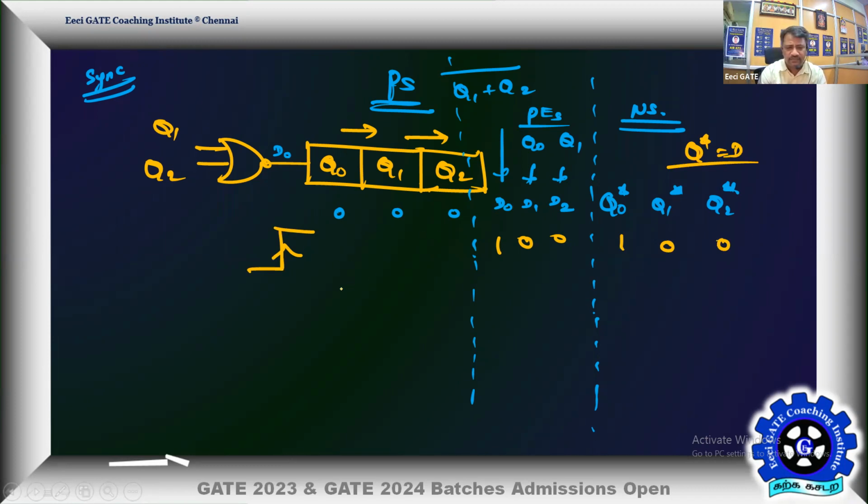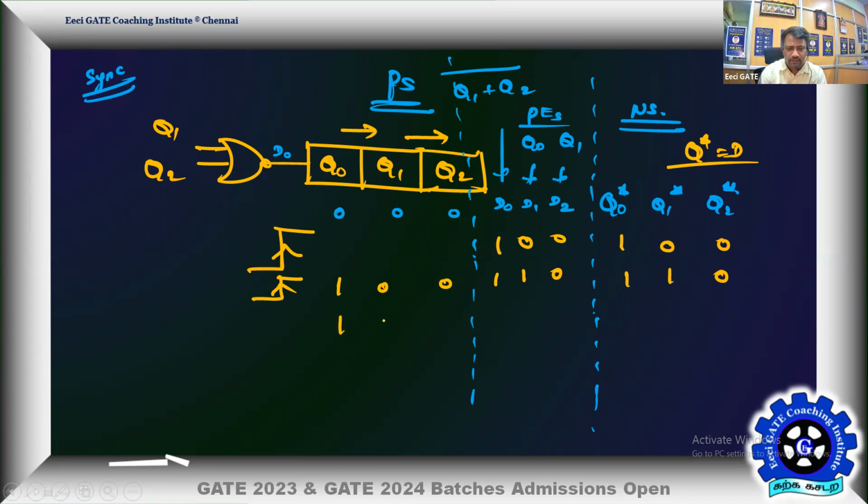Now what is the present state? The present state is 1, 0, 0. So what is your D0? Q1 and Q2 are 0, 0 again, so it's 1. D1 is Q0, which is 1. D2 is Q1, which is still 0. Give the next clock. Then the state is going to be 1, 1, 0. That's the next state.